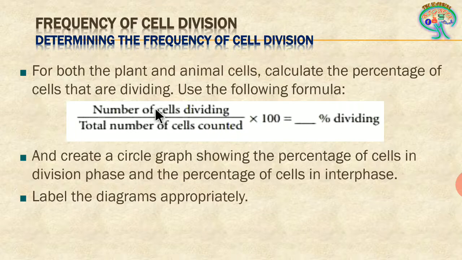So you are going to create a circle graph showing the percentage of cells in division phase and the percentage of cells in interphase. You are going to label the diagrams appropriately.